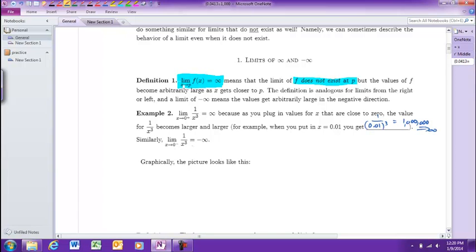If you plug in, say, negative 0.01, and you cube that, you're still going to get 1,000,000 in size, except now, because of the negative, that negative cubed means you're multiplying a negative times a negative times a negative. Negative times negative gives you positive. You multiply it by a negative again, and you get a negative. So that would imply that you're going to negative infinity.